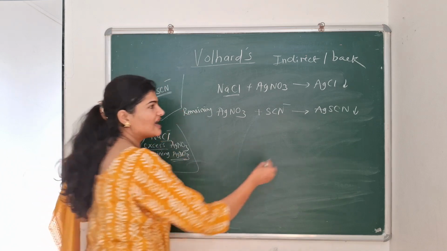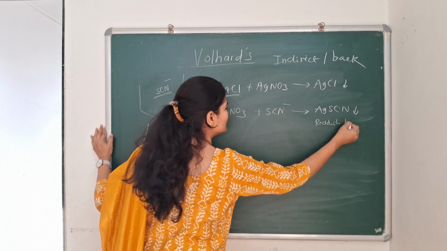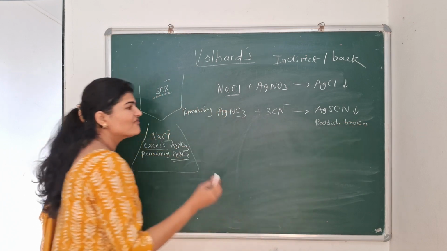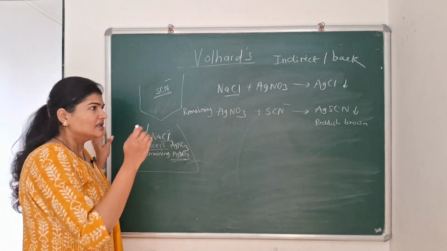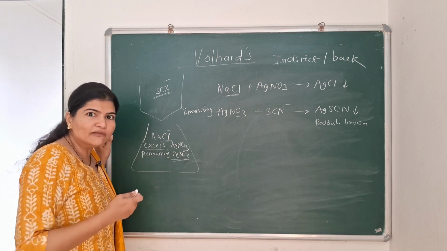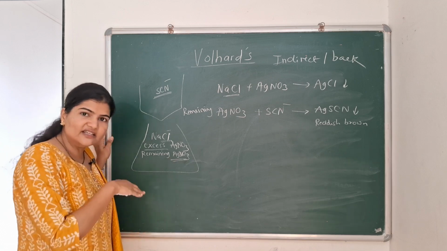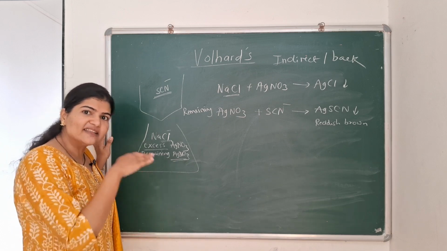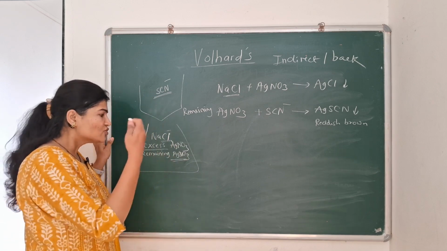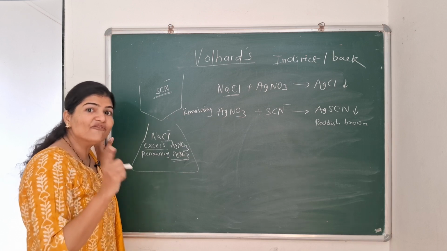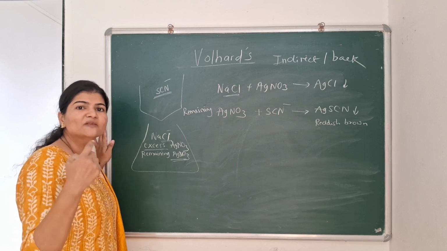Now this silver thiocyanate PPT is also reddish brown in color. So at the first point I am going to get a colored PPT, but now how will I come to know that the reaction is over, that all the remaining silver nitrate is finished, is reacted with the thiocyanate? So I have to use an indicator. Which indicator will I be using? I will be using ferric ions, in the form of ferric nitrate or ferric ammonium sulfate.